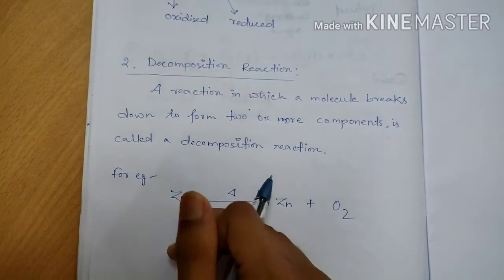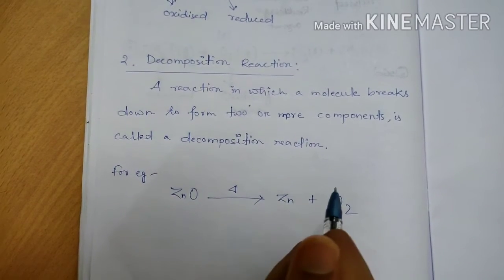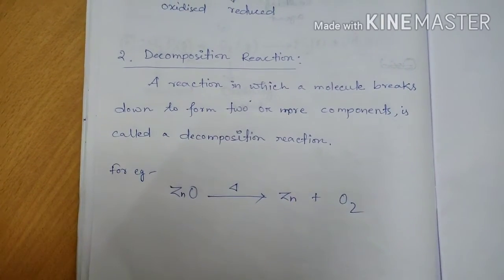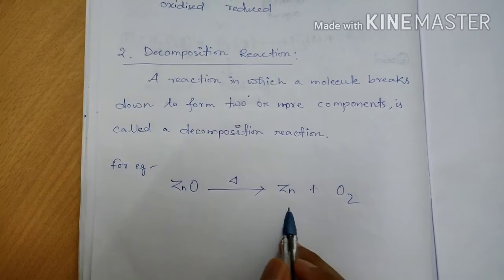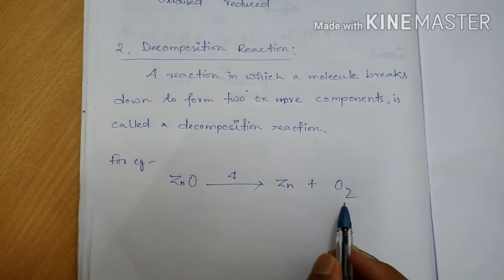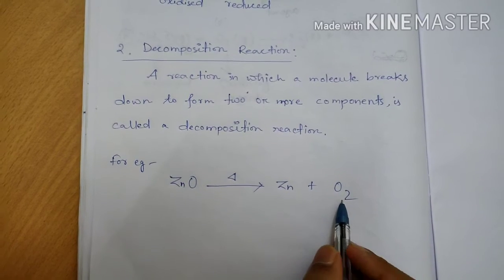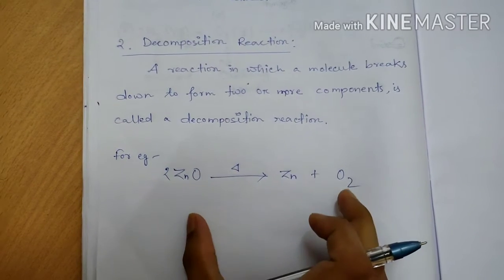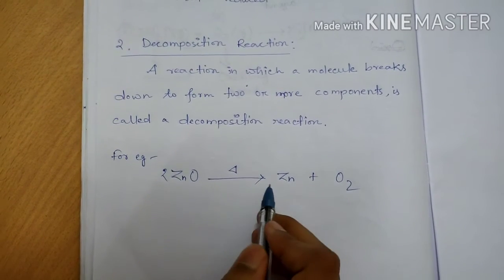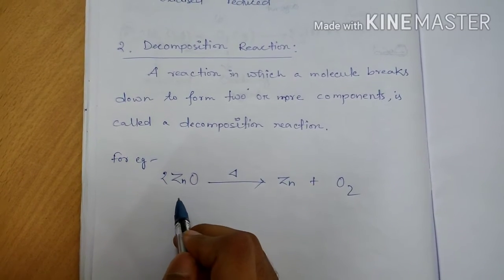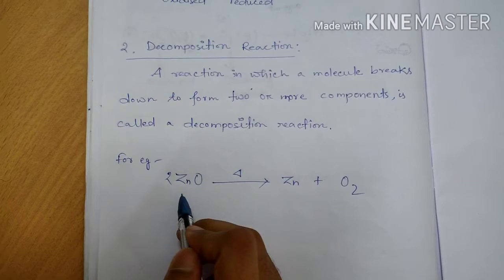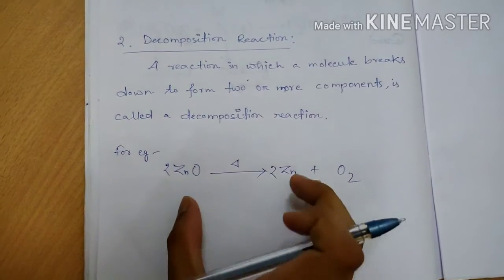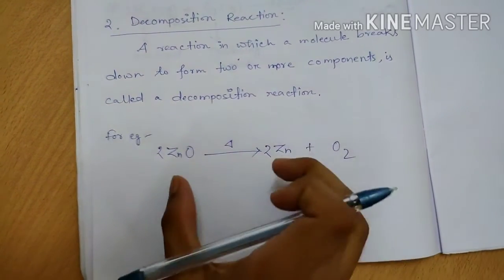Now let us take one example. If we take zinc oxide and heat this zinc oxide, then it breaks down into two parts, that is zinc and oxygen. First we have to balance this equation. You see in the product form, the number of oxygen atoms is 2, so we have to multiply by 2 here. So now the oxygen atom is balanced. Again we have to balance the number of zinc atoms. Now in the reactant, the number of zinc atoms is 2, so we have to also multiply by 2 here. Then only this reaction will be balanced. So now this reaction is balanced.